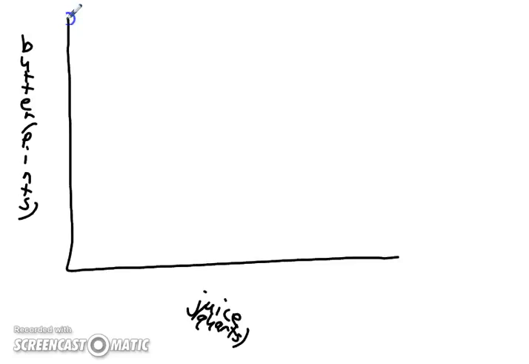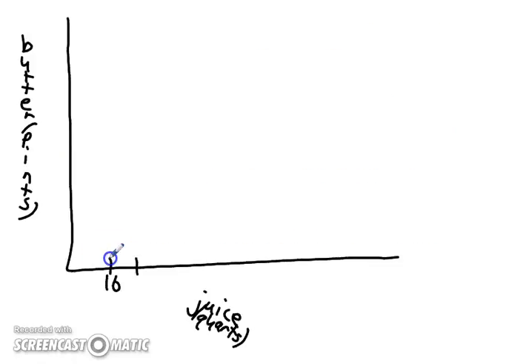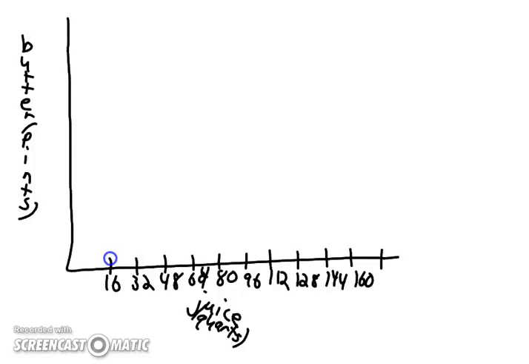Okay, so the juice is going to be going up by 16 quarts for each bushel, while the pints is going to be going up by 20 for each bushel. So that's just what I'm going to use the counter. I'm going to go 16, 32, 48, 64, 80, 96, 112, 128, 144, 160, 176, 192, 208, 224, 240. And as I did a lot of that, I realized maybe I should have counted by 32s actually.